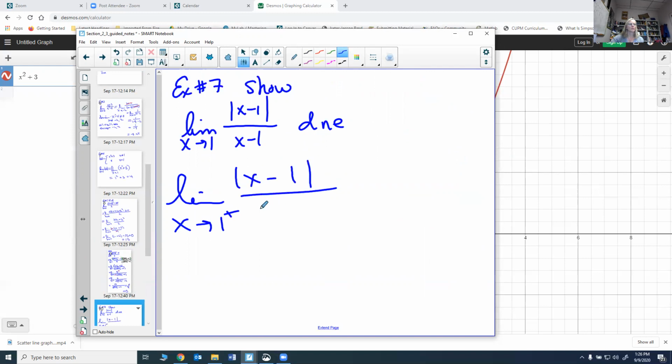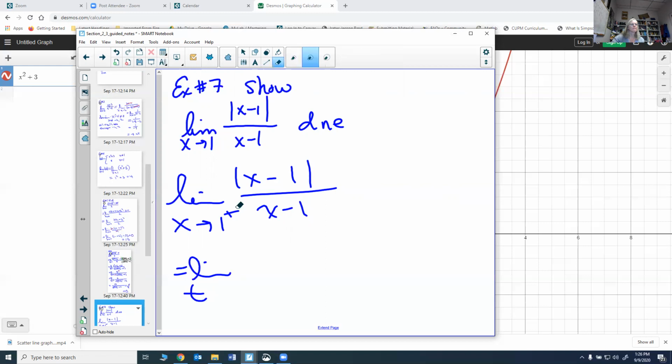So I have the absolute value of x minus 1 over x minus 1. We're going to come from numbers bigger than 1. So if we're coming from numbers bigger than 1, like 4 and 3 and 2, you're going to have 2 minus 1, which is 1, and the absolute value of 1 is a positive number. So the number inside is always going to be positive, so the absolute value is the same as it. So if we're coming from the right, this would be the limit.